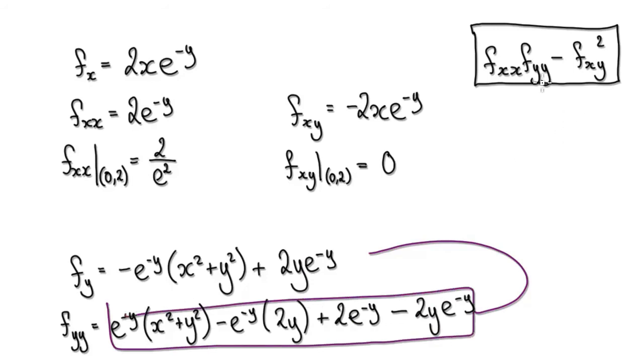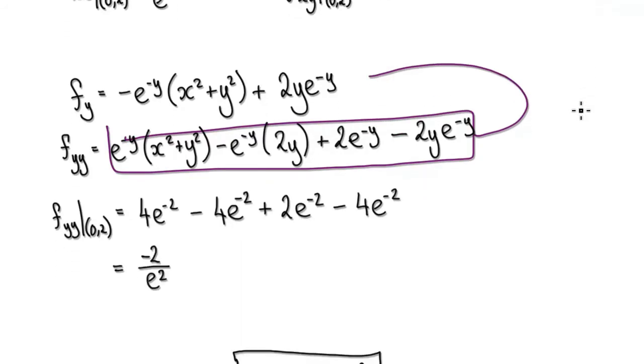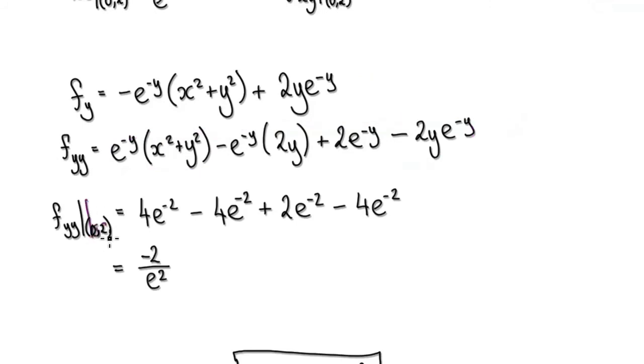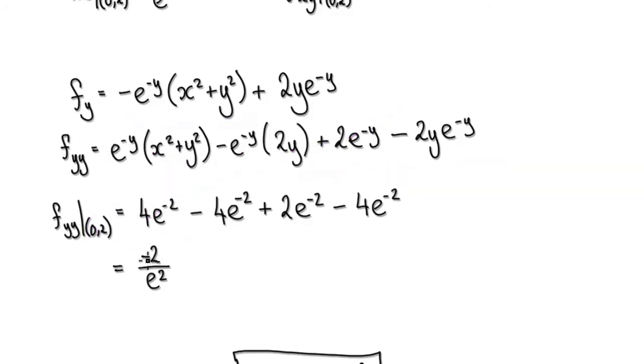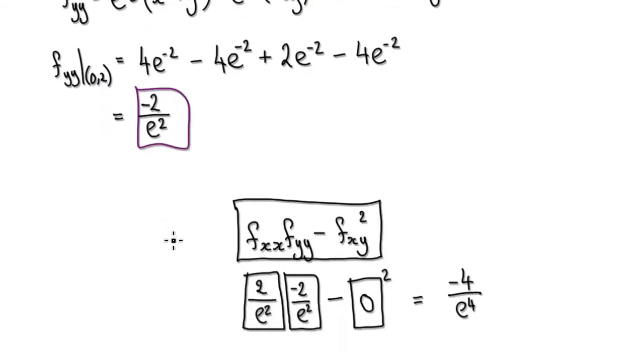We've got fyy. We need to evaluate it at (0, 2). So put this into the x, put this into the y, and so on. This whole thing here will then become this, and if you tidy this up, it will become this. So now we've got those three values. fxx is given by this, and fyy evaluated at (0, 2) would give us this.